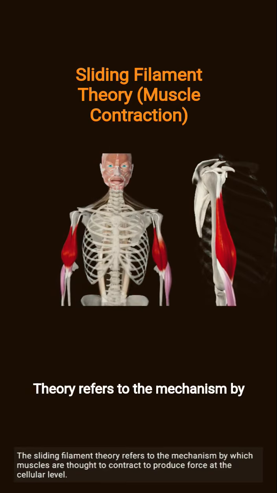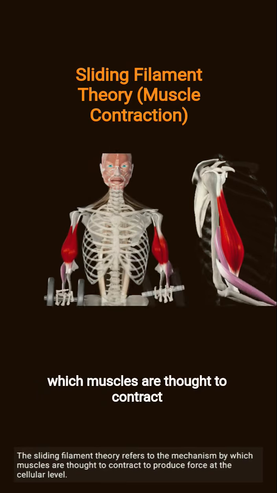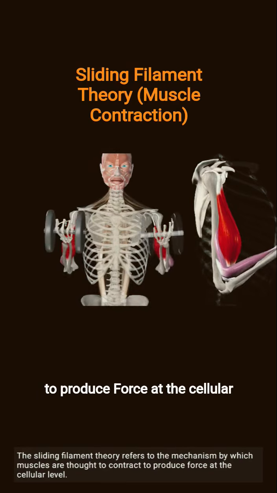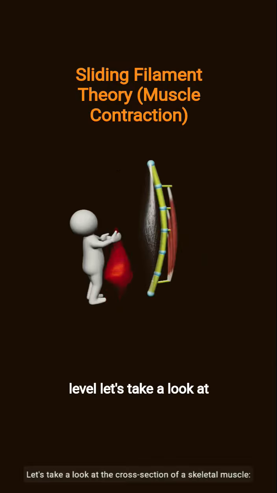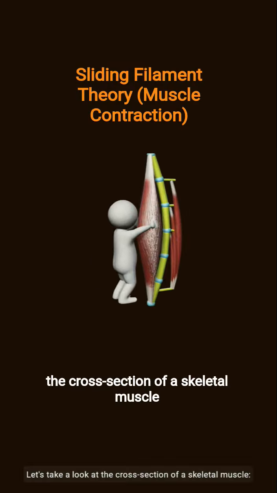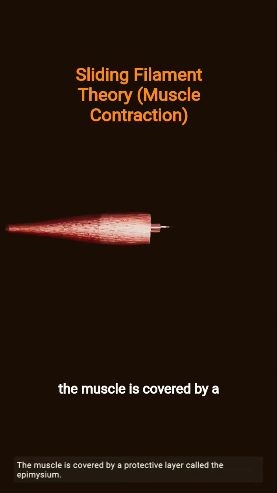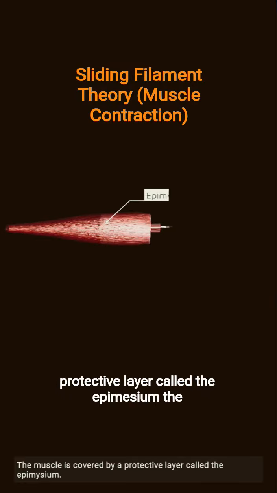Theory refers to the mechanism by which muscles are thought to contract to produce force at the cellular level. Let's take a look at the cross-section of a skeletal muscle. The muscle is covered by a protective layer called the epimysium.